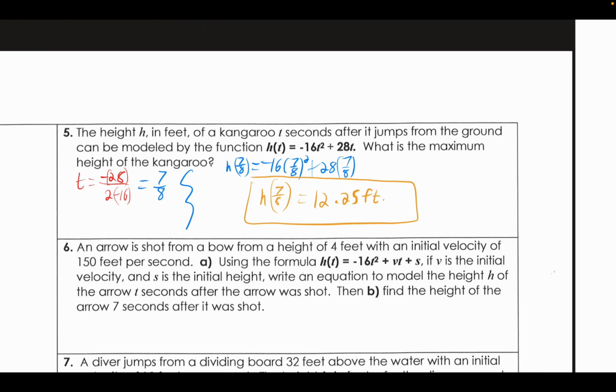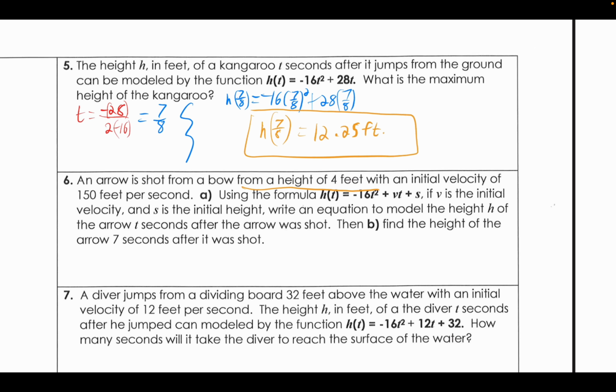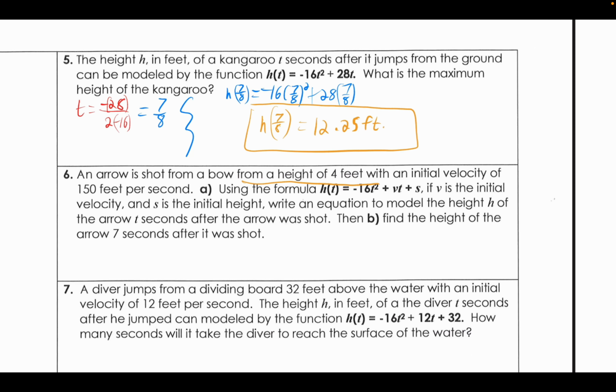An arrow is shot from a bow from a height of 4 feet. That's good for us to know, from a height of 4 feet. I'm going to go ahead and clock that there. With an initial velocity of 150 feet per second. Using the formula as following, if v is the initial velocity and s is the initial height, we need to know initial velocity, that's good to know. Then write an equation to model the height of the arrow t seconds after a shot, then find the height of the arrow 7 seconds after it was shot.